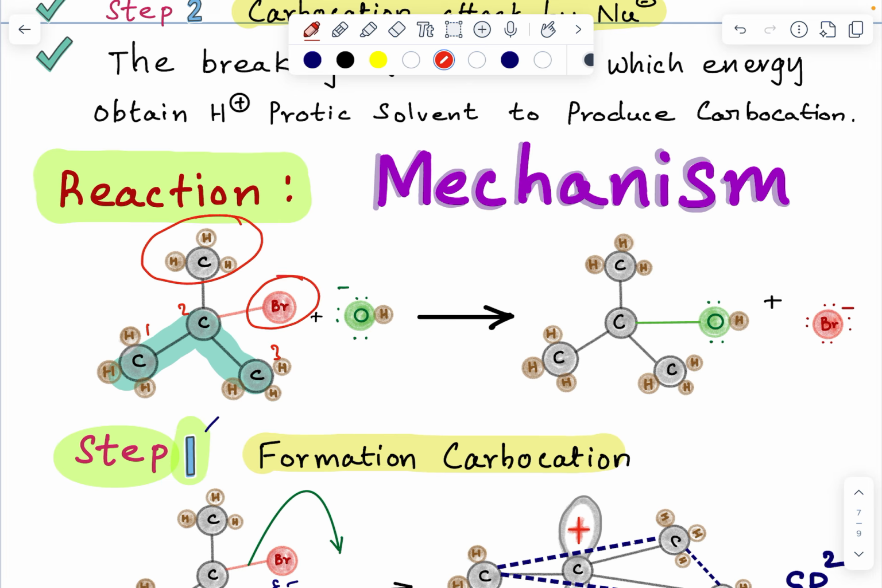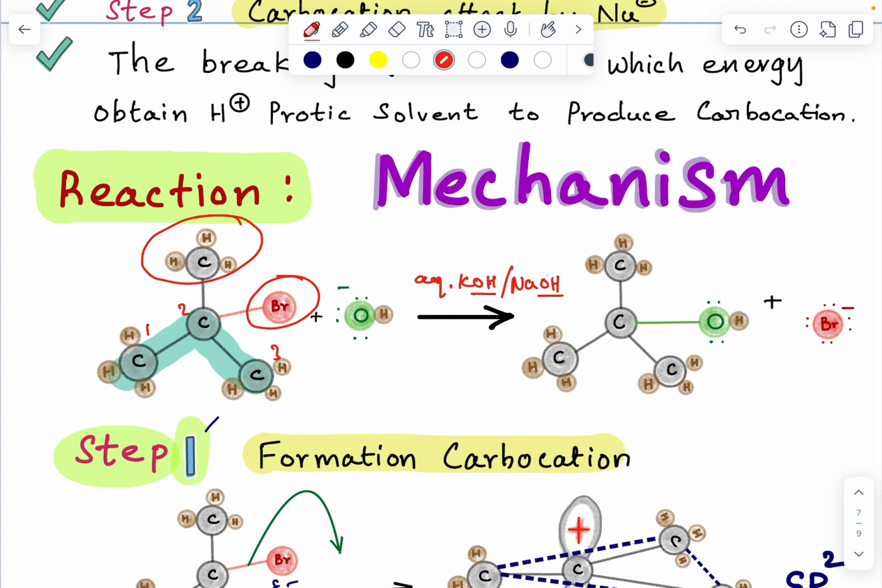So what is the compound name? It is 2-bromo-2-methylpropane. Which will be treated with aqueous KOH or aqueous NaOH. So now what will happen? From the alkali base, I can expect the hydroxyl group, which is a nucleophile. This nucleophile is going to attack the carbocation.